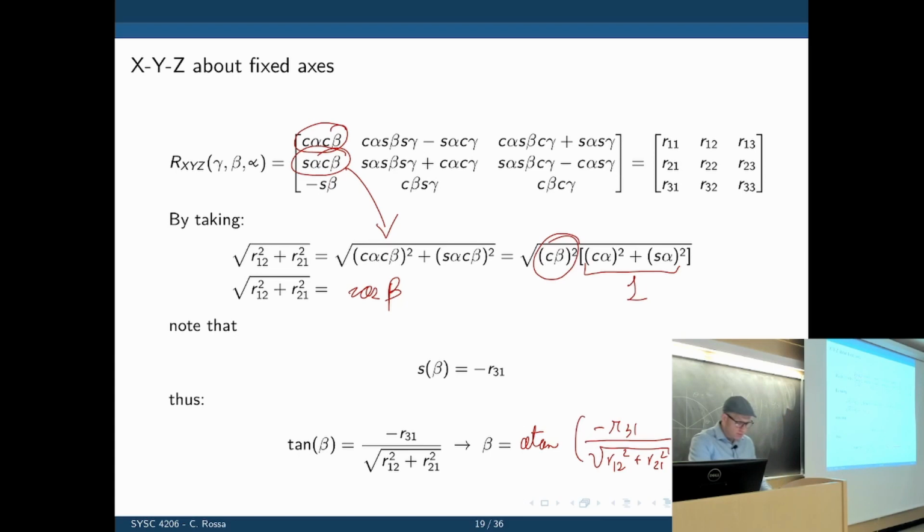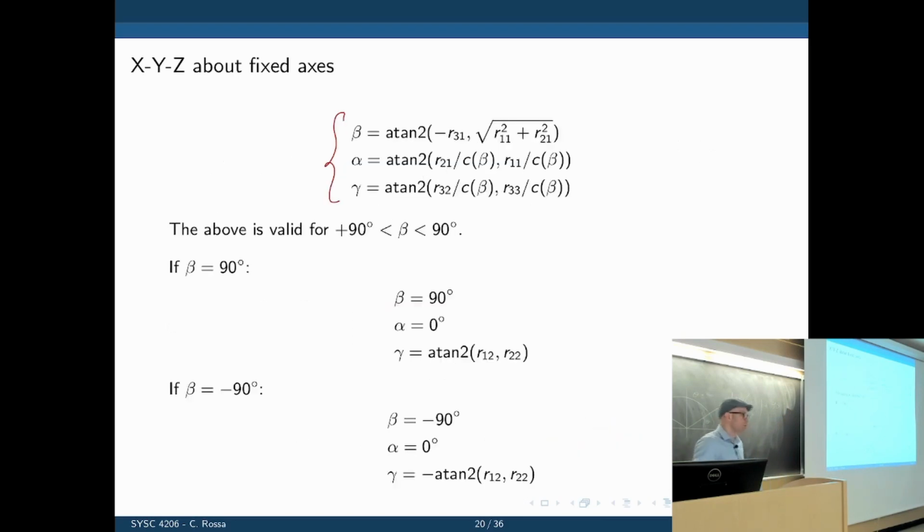So these are the most commonly used ones. A third one that is also used a lot in robotics in general is rotations about Z, Y, and then Z again. It's the same idea, but then you have to recalculate all these matrices. So these are the most common ones.